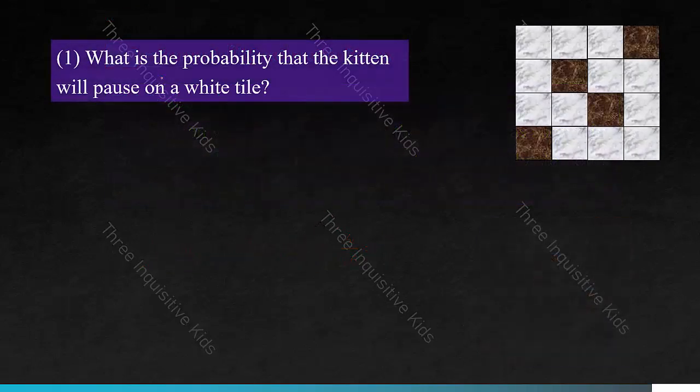What is the probability that the kitten will pause on a white tile? Well, it's the same thing. This time we have to know how many white tiles there are. There's a total of 16 tiles, 12 of them are white. So when you simplify this fraction, you get 3/4.